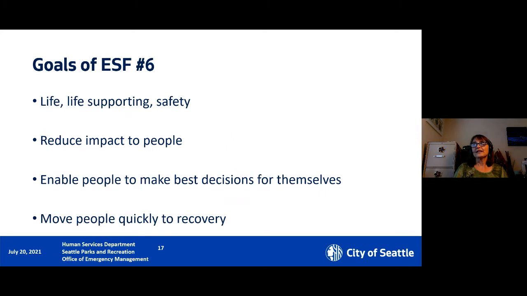So the goals of ESF6 really center around life supporting and safety. We want to reduce the impact to people. We want to enable people to make the best decisions for themselves on what they need during a disaster. And then we want to move people quickly to recovery.